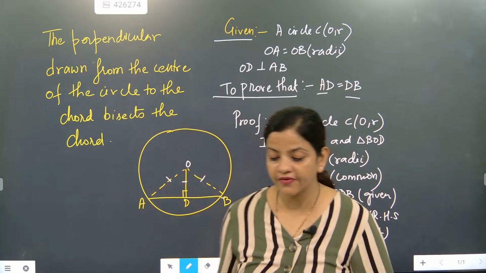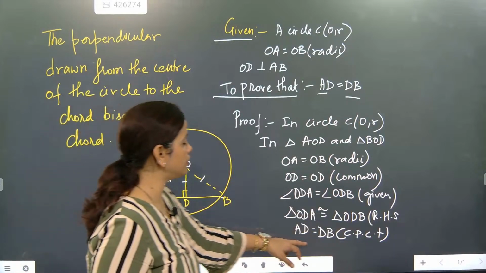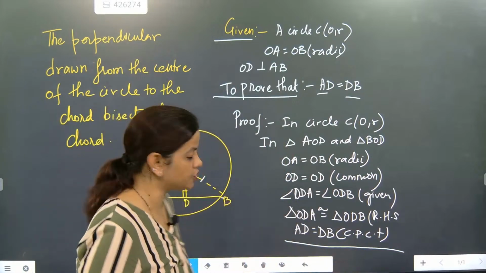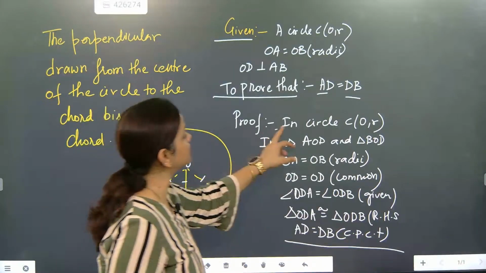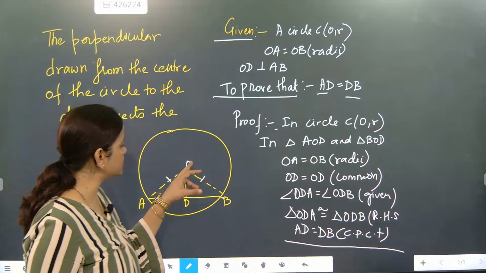So this is exactly given to you. Please pay attention here. This part is given: AD is equal to DB. This is by CP, CT. So we have exactly understood. These sections are there in a circle. Is this a tough proof? No. So what they're asking, listen one more time.